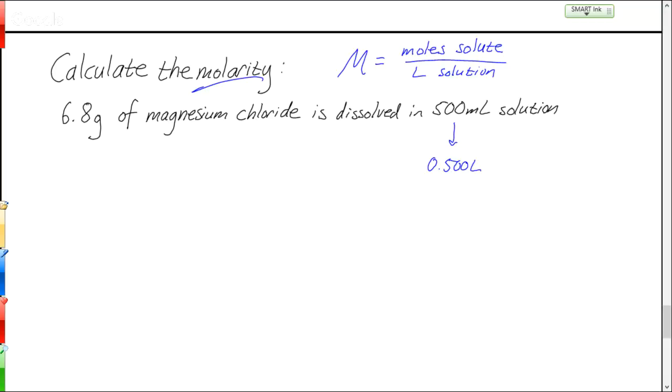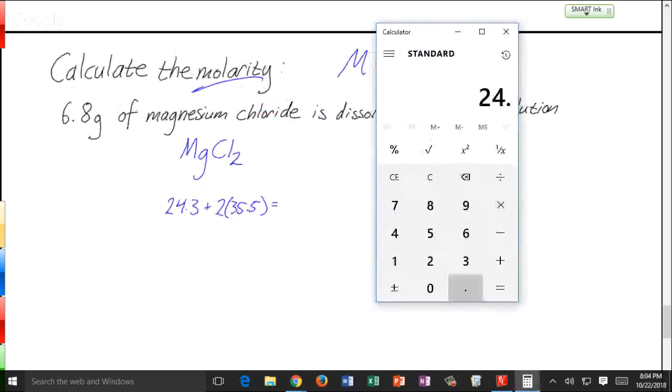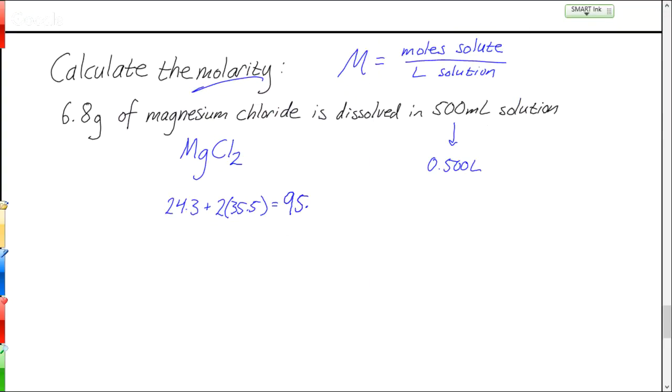And 6.8 grams, we can convert to moles through the molar mass, which is going to take a little bit more work. We first need to find the formula for magnesium chloride, which hopefully you got is MgCl2. Then we can add up the molar masses, so that's 24.3 for magnesium and 35.5 for chloride. So 95.3, and the units for that are grams per mole. So that's how many grams are in 1 mole of magnesium chloride.